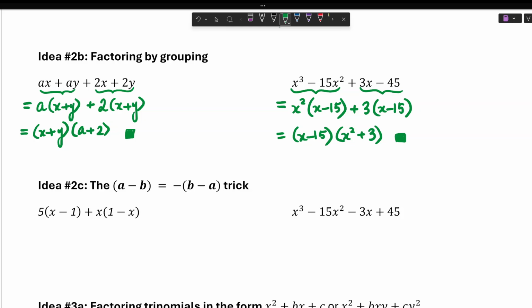Now, occasionally when you're doing this, it looks like the signs are going to be wrong. So, for example, in this one, you'll see that x minus 1 and 1 minus x look very similar, but they're not the same, at least not yet. So the trick is that a minus b is always equal to negative, b minus a in brackets. If you need convincing, you can think about, okay, negative of b minus a is negative b plus a if you distribute the negative. And if you change the order of those, that really is a minus b.